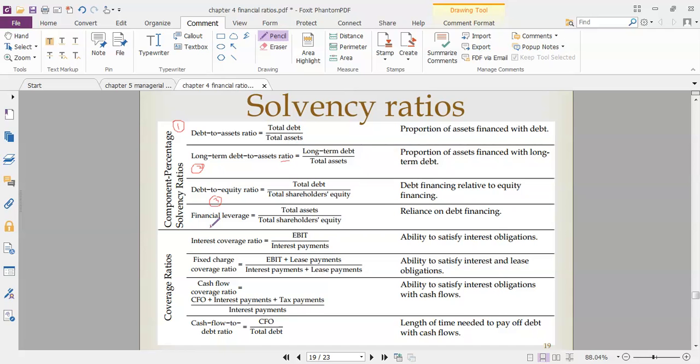The fourth one for the component percentage solvency ratio is financial leverage. The formula is total assets divided by total shareholders' equity. So we will know the reliance on debt financing. How about the coverage ratio?